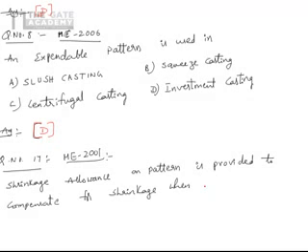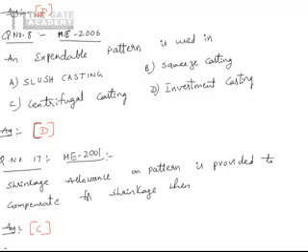Option C: the temperature of the solid phase drops from freezing to room temperature. This is right. Shrinkage allowance is provided when the temperature of the solid phase drops from freezing to room temperature. Option D: the temperature of metal drops from pouring to room temperature. That's also wrong. So the answer is C.